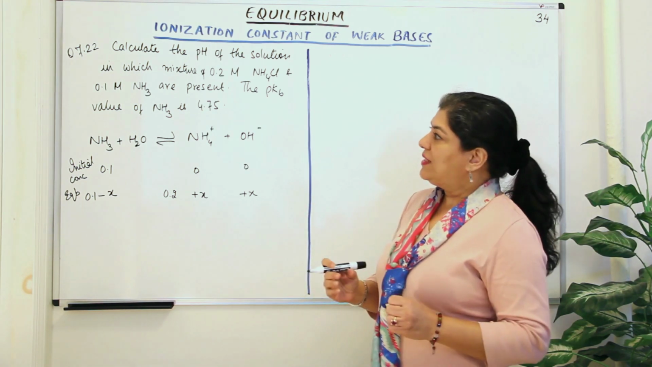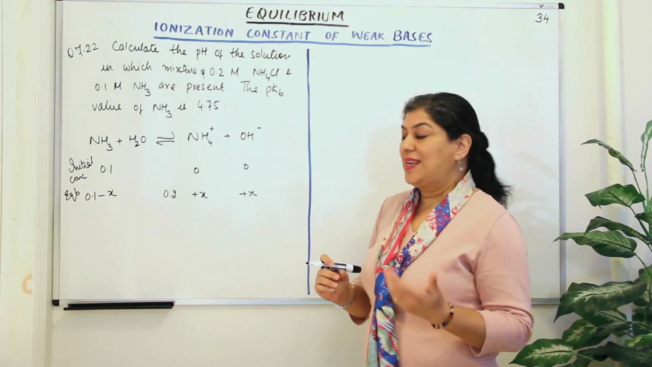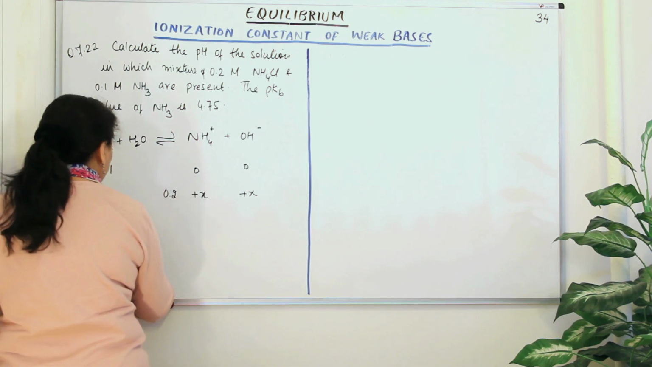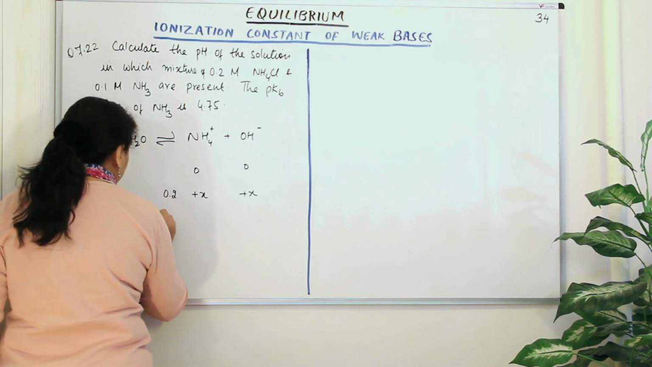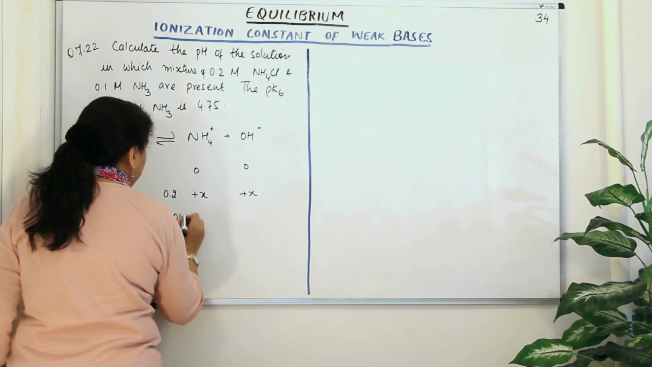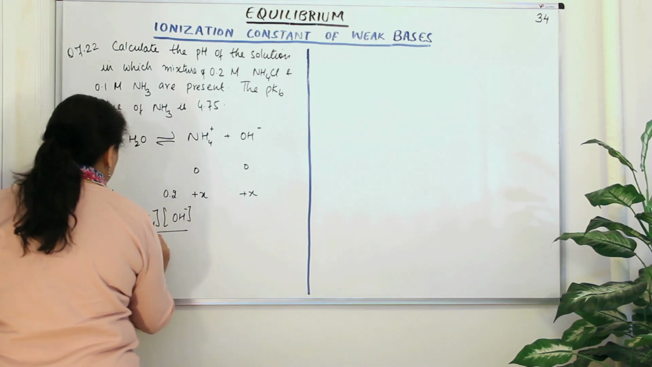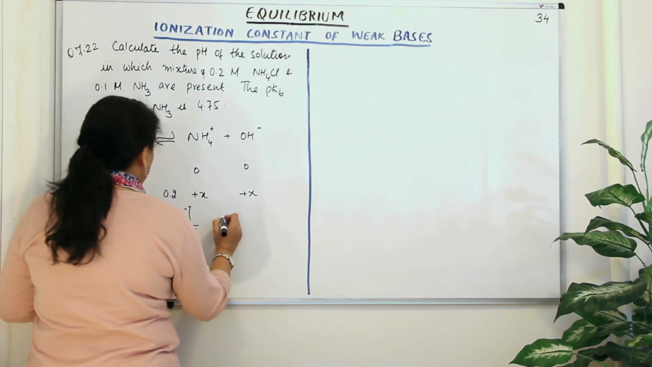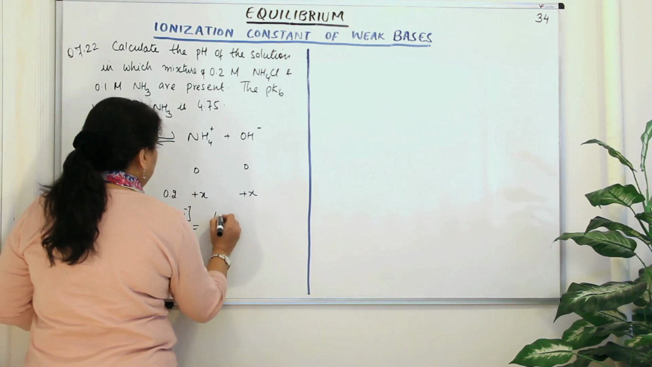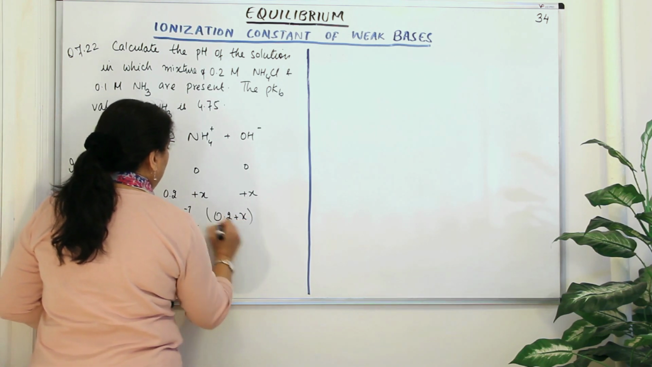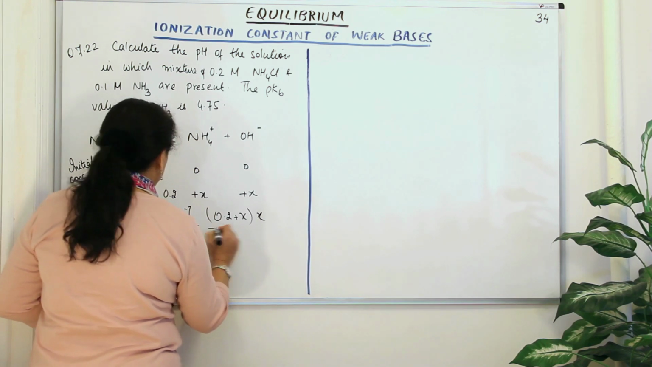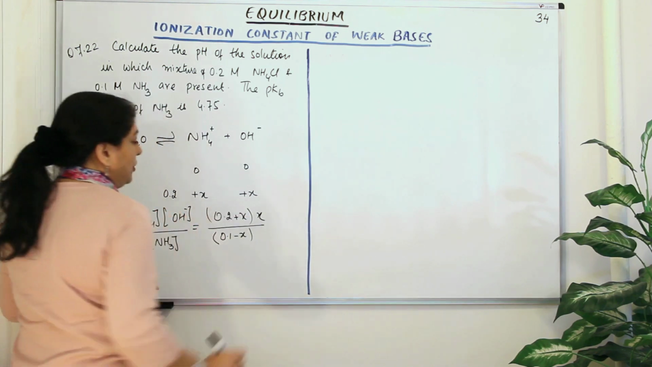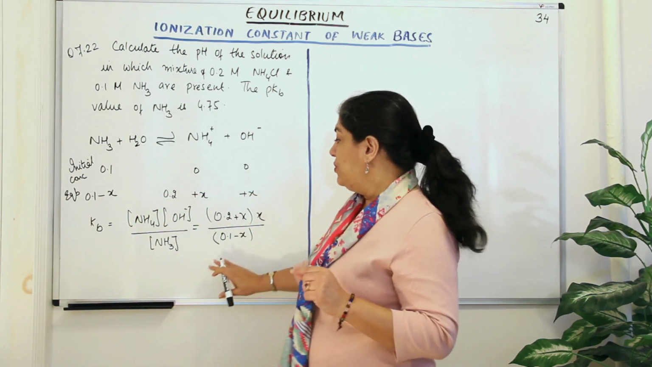So from this, what is the equation for the equilibrium constant? Equilibrium constant for this reaction would be equal to the concentration of ammonium ions into the concentration of OH negative ions divided by the concentration of ammonia, which is equal to 0.2 plus x into x divided by 0.1 minus x. So this is the equation that you're going to get.